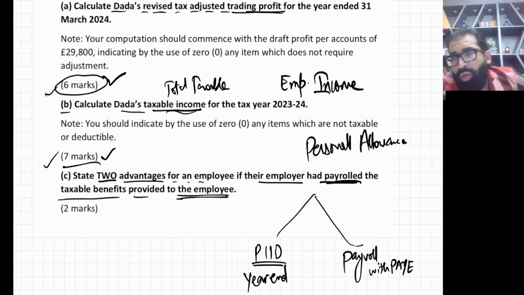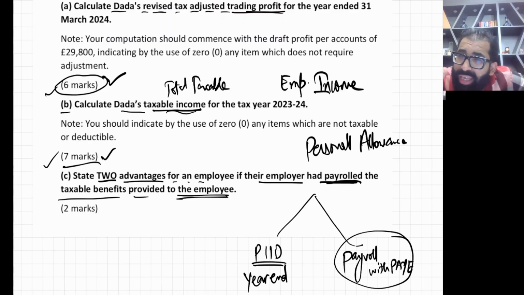The second option, introduced in the last few years, is that you can now pay the tax on non-cash taxable benefits through payroll every month. Your employer will pay it every month. The tax is deducted from your salary, yes, but it is given from the hands of the employer to the tax department.